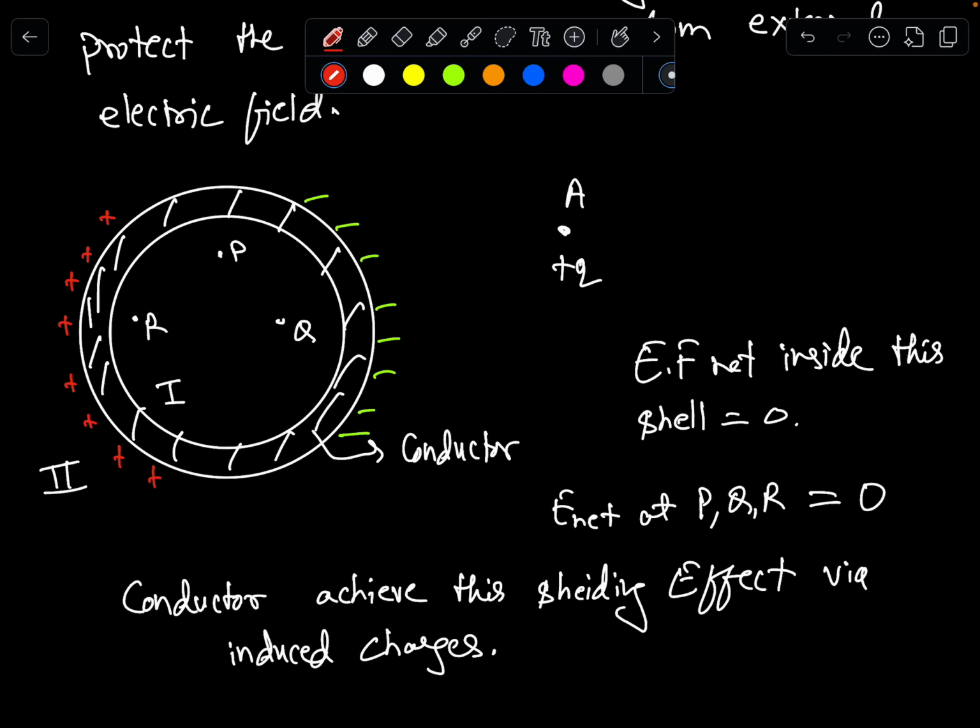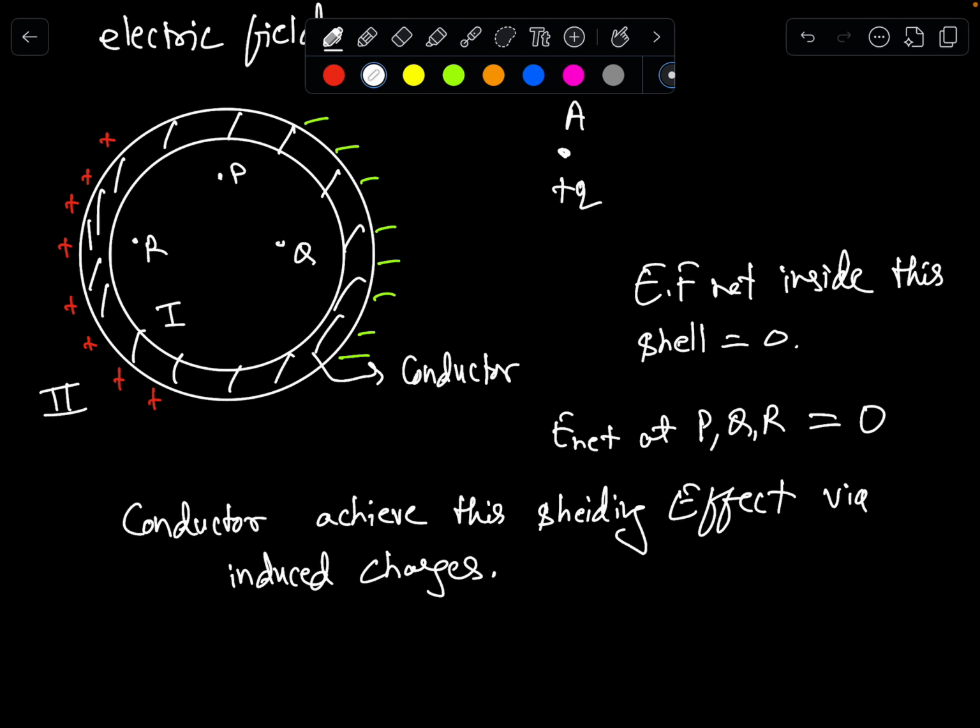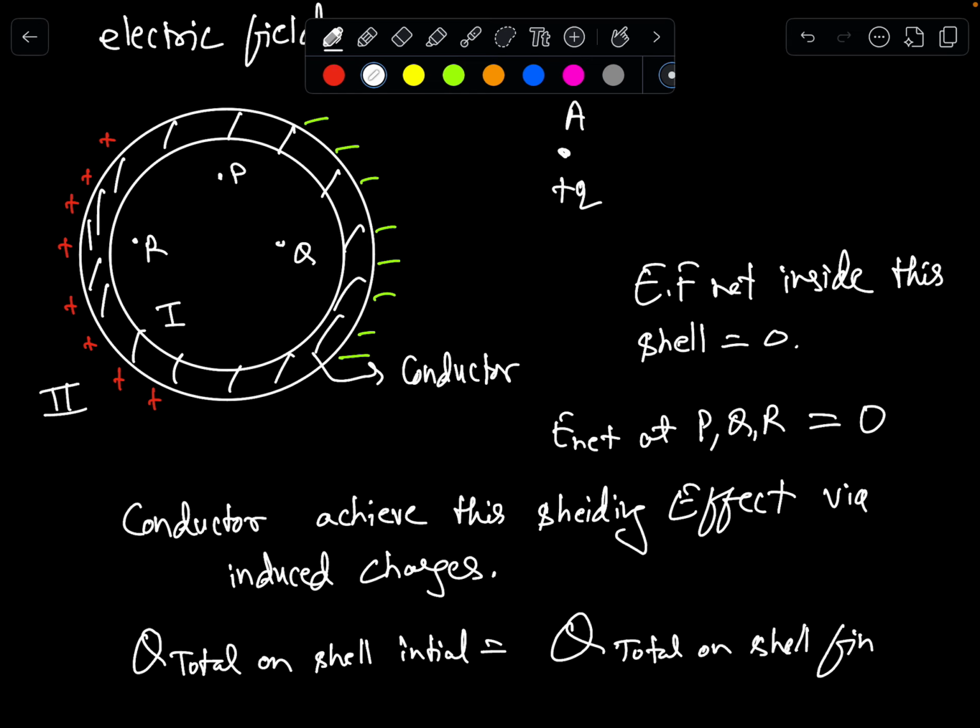If the shell was initially neutral, then finally also the shell will be neutral only, because total charge will be conserved on the shell. Q total on shell initial is equal to Q total on shell final. This is basically charge conservation, we have seen already. So if some negative charge is getting induced on the right side of the shell, then on the left side of the shell we will have positive charge.